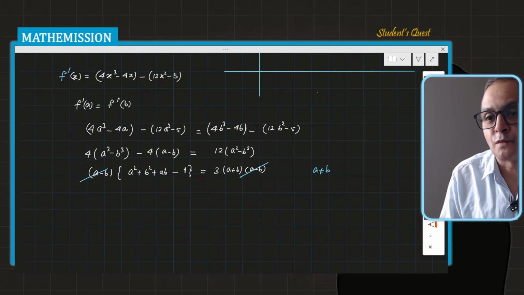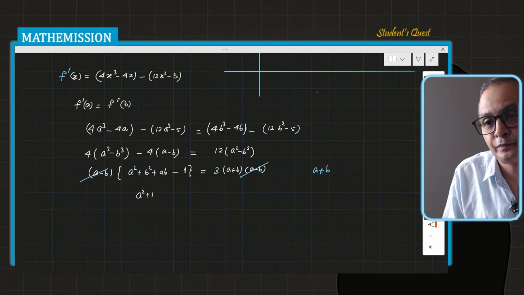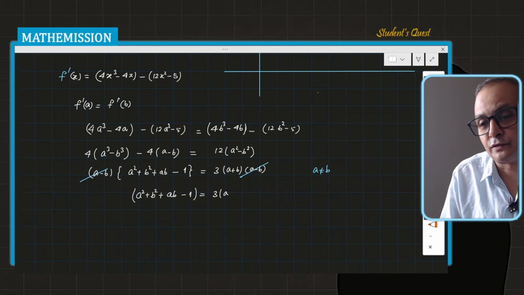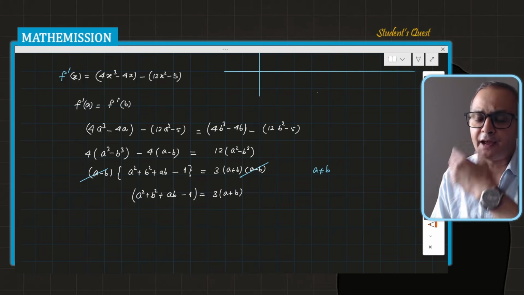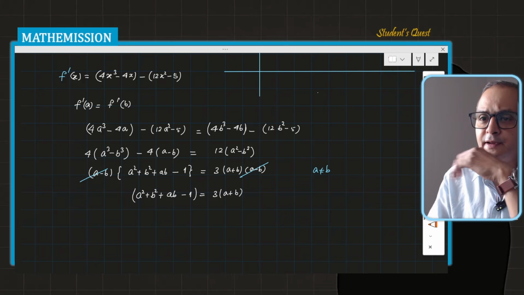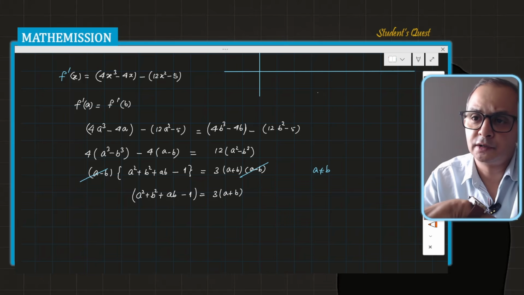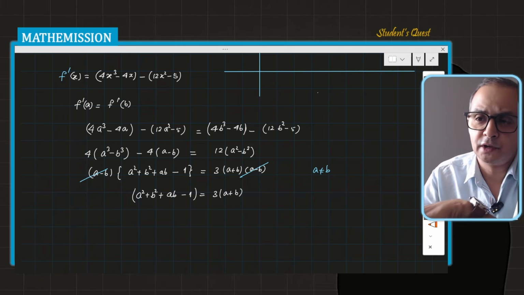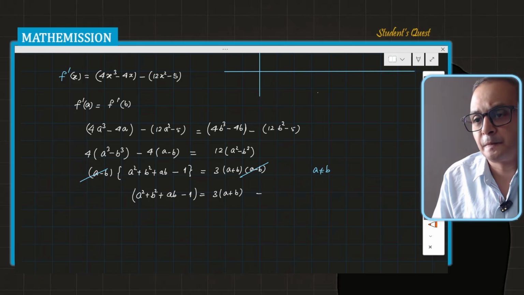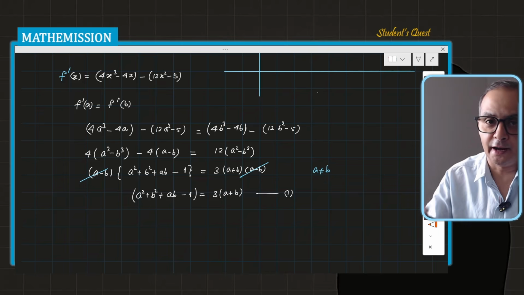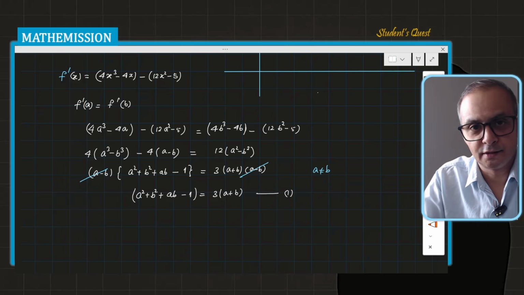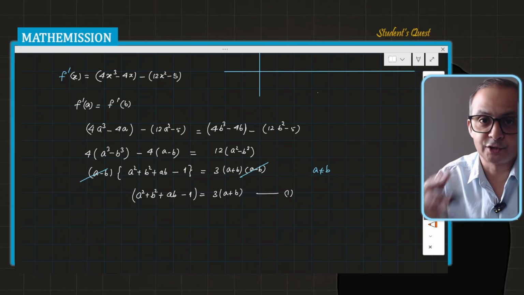Once I get that, I am in a situation to find this: a squared plus b squared plus ab minus 1 is equal to 3 times (a plus b). Now can we guess, and will our guess work in a nice manner so that we get two values satisfying this equation? If the guess works, then I have the two points, that is, a and b, the x coordinates at least.